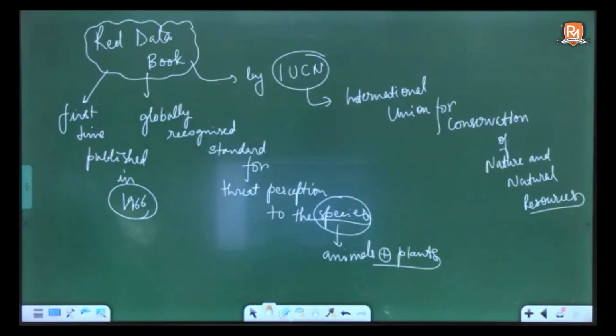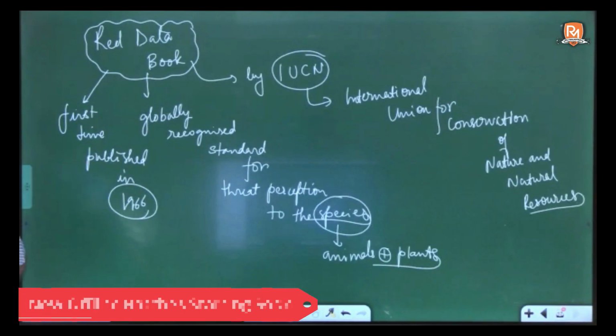Yes, red list, you can say. Red Data Book is published by the International Union for Conservation of Nature and Natural Resources. It is a globally recognized standard for threat perception to the species, both animal and plant species. This book was for the first time published in 1966.